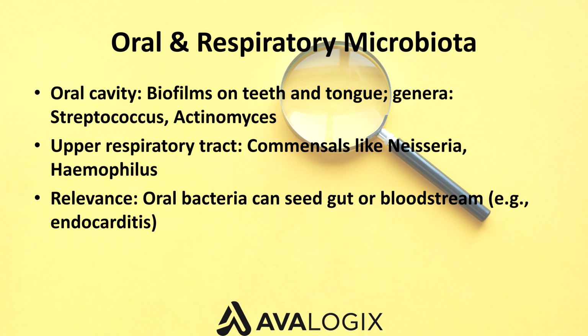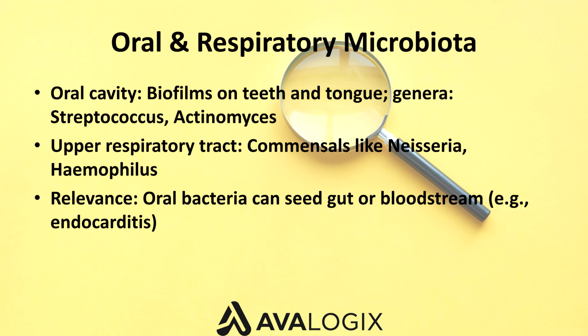The upper respiratory tract, including the nasal passages, sinuses, and throat, shares some overlap with the oral microbiota. Common residents include Corynebacterium, Staphylococcus, Haemophilus, and Neisseria. These microbes compete with pathogens like Streptococcus pneumoniae and Staphylococcus aureus, helping prevent infections.